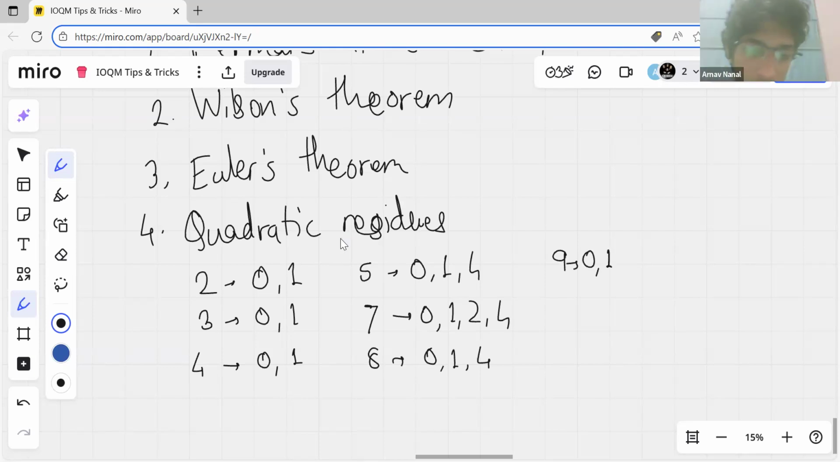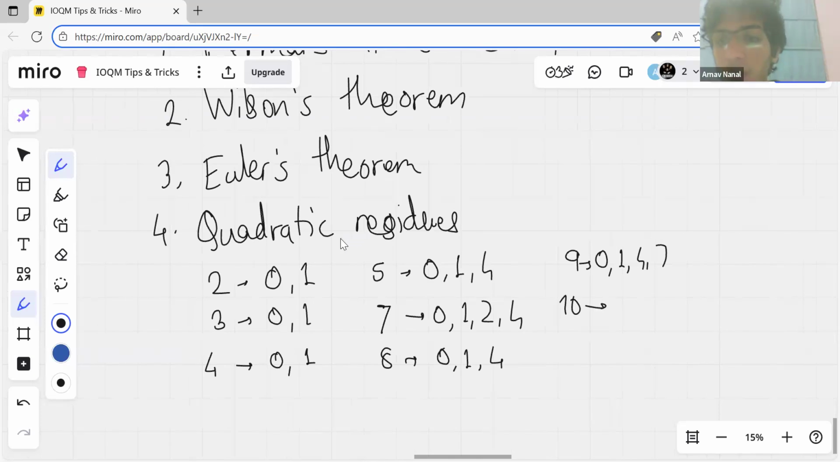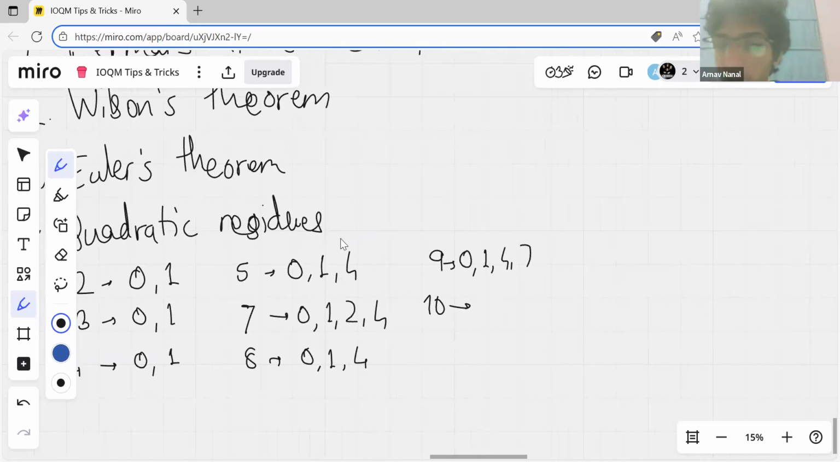A good thing to note is that all odd squares are congruent to 1 mod 8. 9 is then, oh, he wrote 9, that's good. Okay, 10 we don't really need, no? Okay, sure, write it. 10 is just a last digit question kind of.